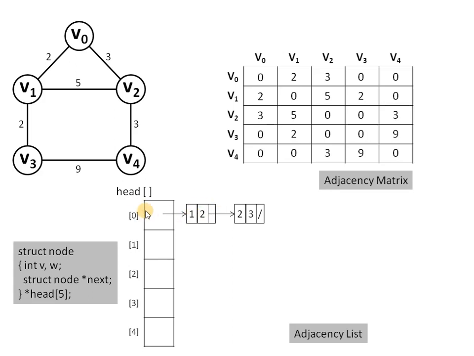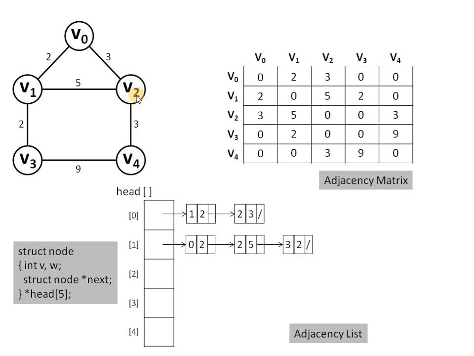It is adjacent to vertex 0 and the weight of the edge is 2. Similarly, vertex 2, it is adjacent to vertex 0 and its weight value is 3. Then vertex 1, it is connected to V0, V2 and V3. So we will have 3 nodes and the values of those nodes are 0, 2, 2, 5, 3, 2.